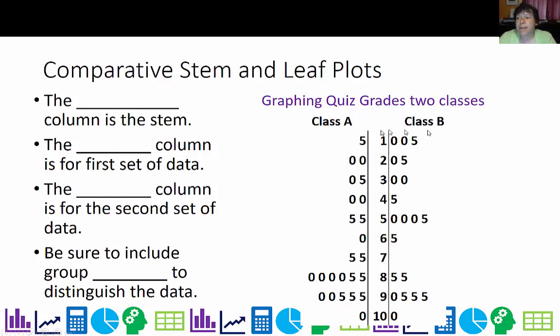Now you can also use them to compare two groups. Here I have Class A and Class B. So the center column is the stem. So I'm going to share that stem between both classes. The left column is for the first set of data, however you want it, and the right is for the second. Be sure to include group labels so that you know this side is Class A and that side is Class B. So here you can take a look at it, and if these were quiz grades for 2 classes, and I believe these are actual quiz grades, which class did better? Well, it looks like Class A did better than Class B.